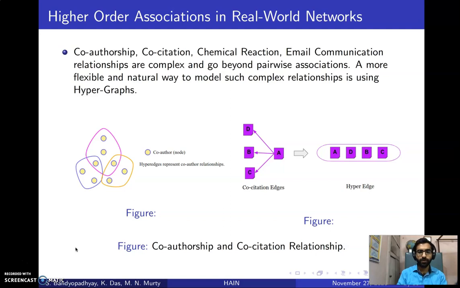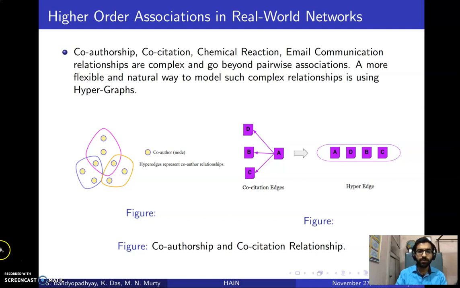This slide is to motivate the use of hypergraphs to capture higher order relationships. Conventionally, most of the networks are represented in the form of a simple graph where an edge can connect only two nodes. But if you consider real-world applications such as co-authorship network, co-citation network, chemical reaction, email communication networks, relationships are complex and go beyond pairwise associations. A more flexible and natural way to model such complex relationships is using hypergraphs.